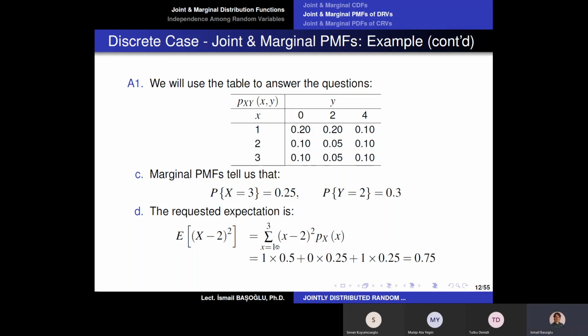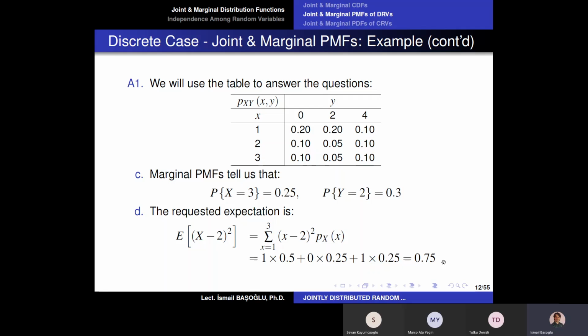So when x is 1, (x minus 2) squared is equal to 1. When x is equal to 2, that square is equal to 0. When x is equal to 3, then that square is equal to 1 again. And the respective marginal probability mass values for x are 0.5, 0.25, and 0.25. Therefore, the result is 0.75.